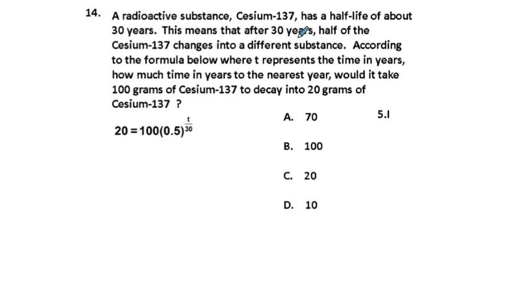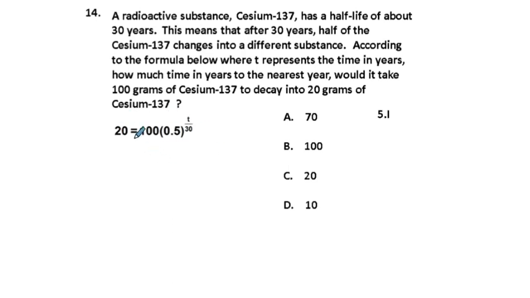14. The radioactive substance cesium 137 has a half-life of about 30 years, and every 30 years half the cesium 137 changes into a different substance according to the formula. In years, to the nearest year, how long will it take for 100 grams of cesium 137 to decay to 20 grams of cesium 137?